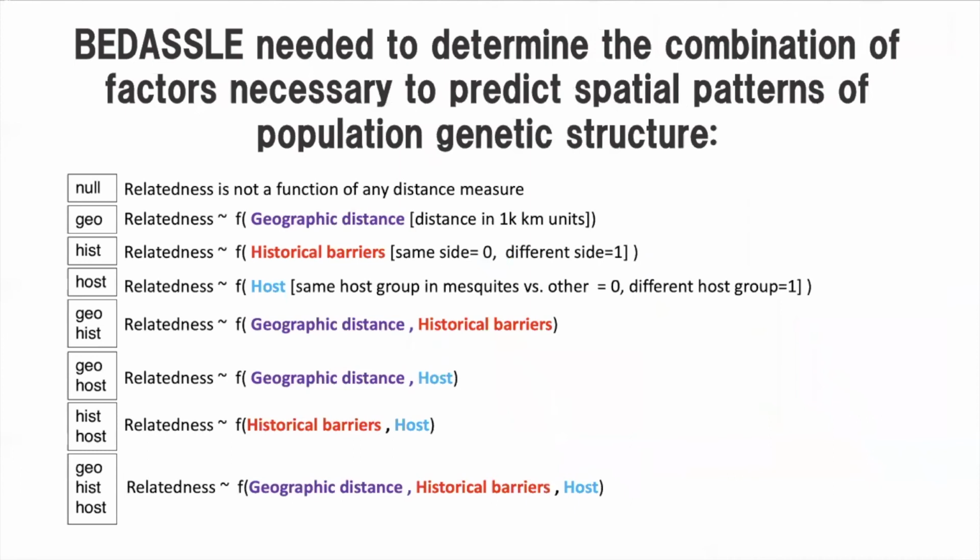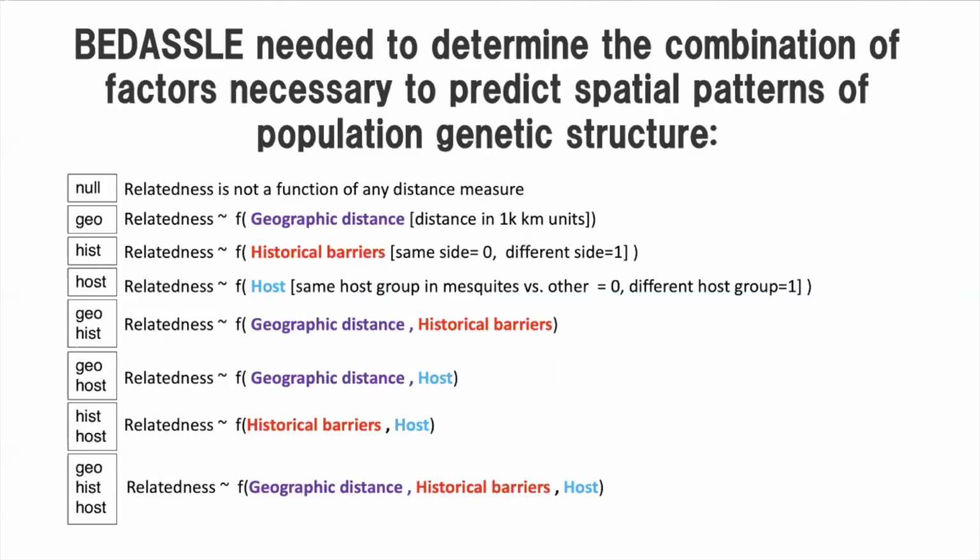So in order to test this, we looked at 8 different models to compare with BEDASSLE 2.0. There's the null model, and one that includes only geographic distance. Here we're looking at the effect size of distance in units of 1,000 kilometers, so that gives you a sense of what these effect sizes will look like.